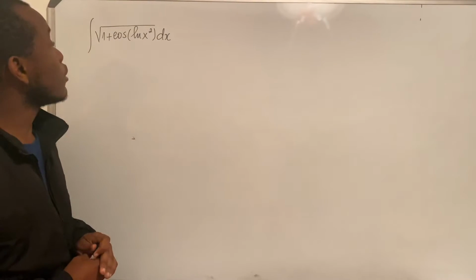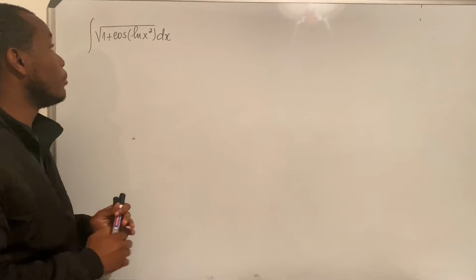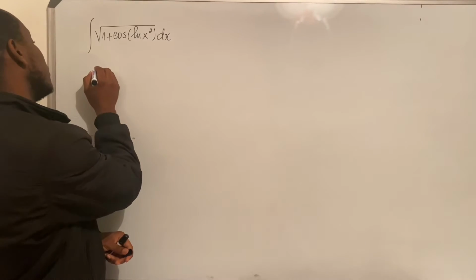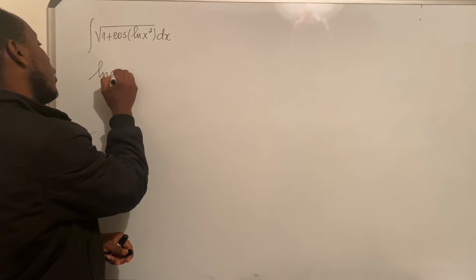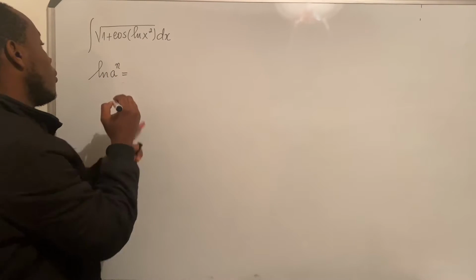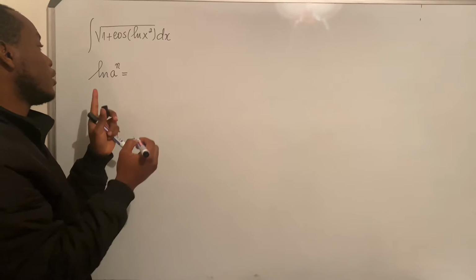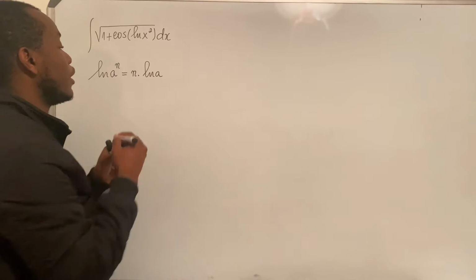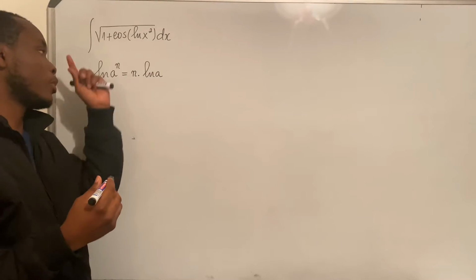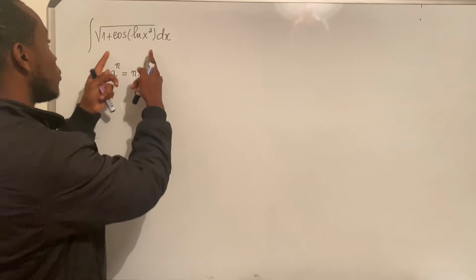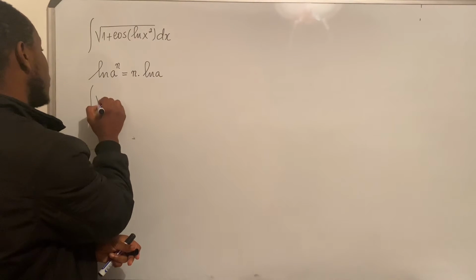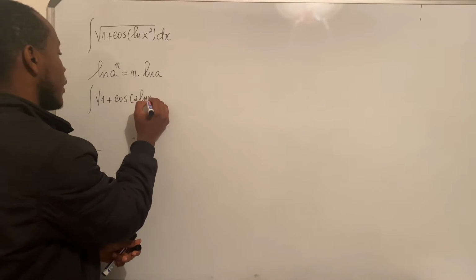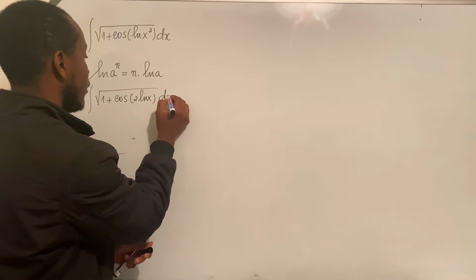Today we have this integral to solve and we're going to start from the argument of cos, which is ln of x squared. By remembering the rule of ln of a to the power n, when we have an exponent in the argument, we can simply multiply the exponent by the log of that expression. In other words, we send the exponent to the front, multiplying. So if we apply this rule here, we now have the integral of square root of 1 plus cos of 2 ln x. That's what we're going to have.